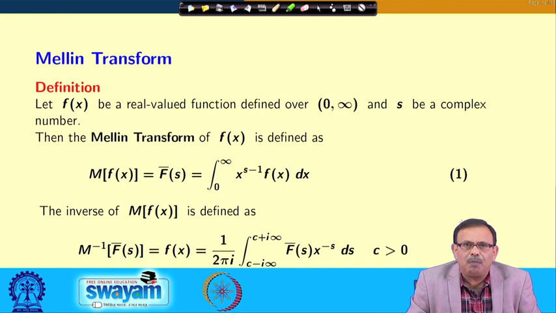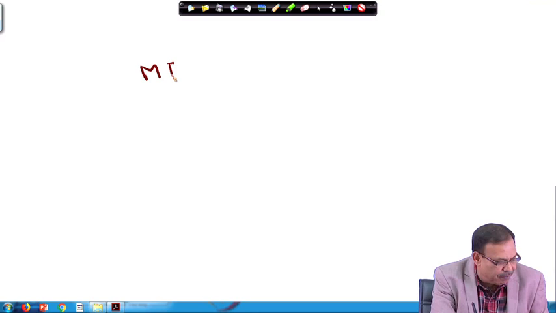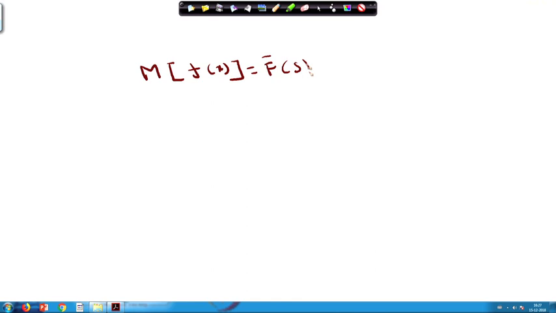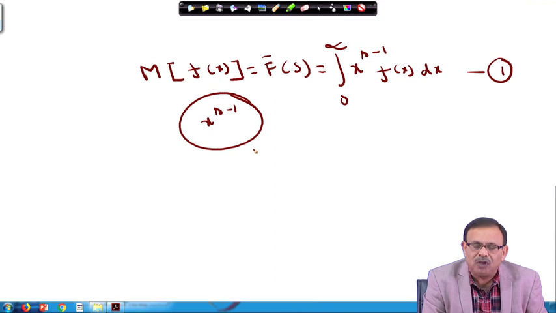So, again, the Mellin transform of f(x), which we denote as M of f(x), is equal to F bar(s), which is equal to integral 0 to infinity x to the power s minus 1 into f(x) dx. So, this is equation 1. As I told you, your kernel here is x to the power s minus 1. For Laplace transform, it was different. For Fourier transform, it was different. For Fourier sine and cosine also, it was different. Whenever I change the kernel, I get various kinds of transforms, and please note that here s is a complex number.